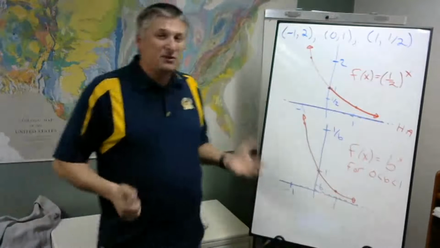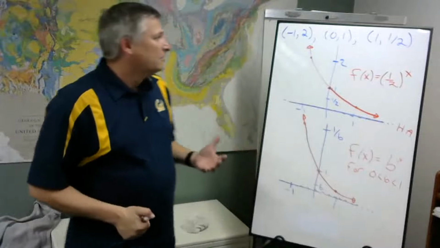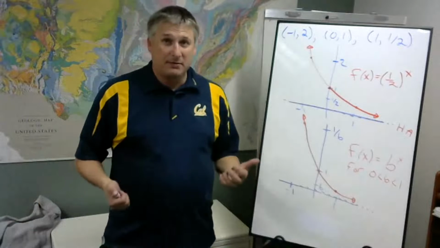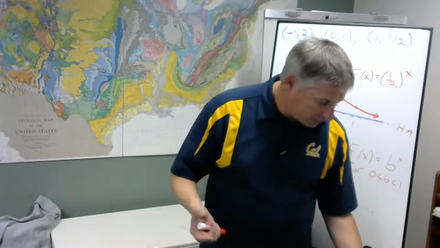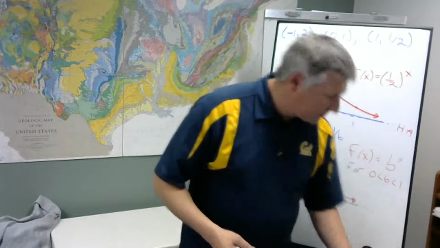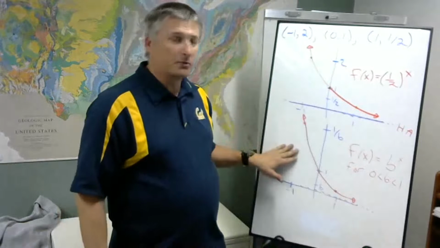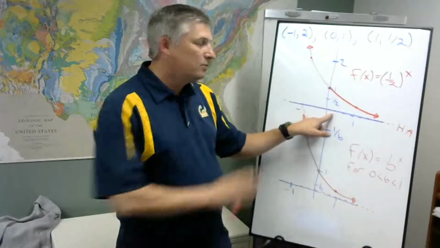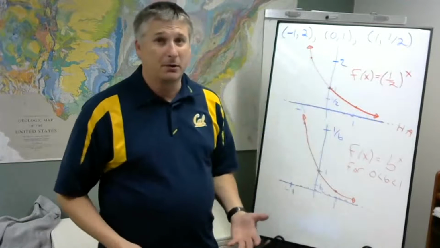And there we go. These are the general shapes of the graphs for f of x equals b to the x. Now, just like any of the canonical forms that we've seen, we can transform these. The key thing to remember with transforming these is that you're not just going to transform the curves, you're also going to move around the horizontal asymptote as well.